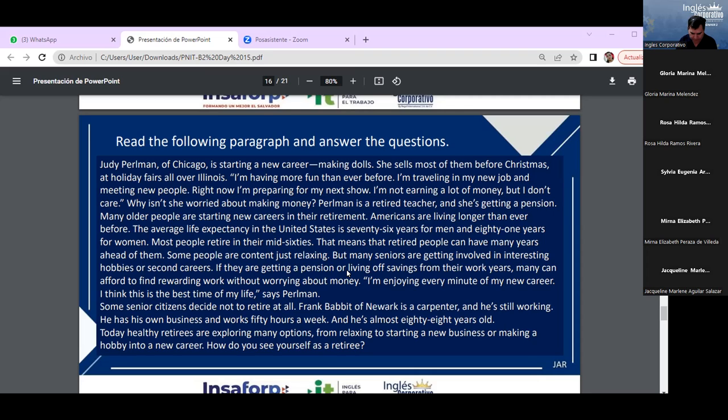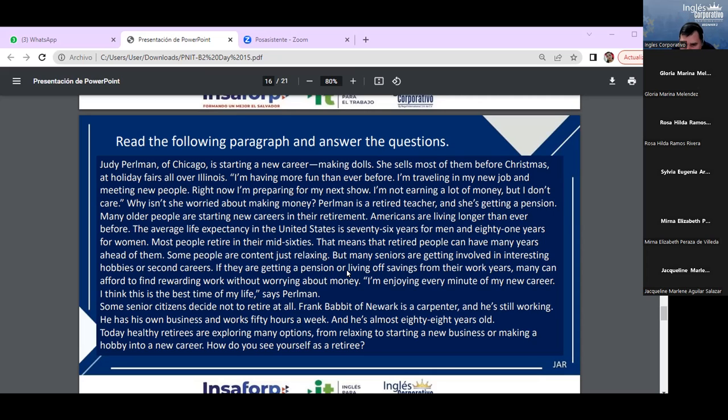Average life expectancy in the United States is 76 years for men and 81 years for women. O sea que la edad media en los Estados Unidos es como 76 años para los hombres y 81 para las mujeres. Son lo que puede vivir un hombre y una mujer en the United States. Me voy a ir para los Estados Unidos para vivir más. Me quedo acá. The average life expectancy in the United States is 76 years.